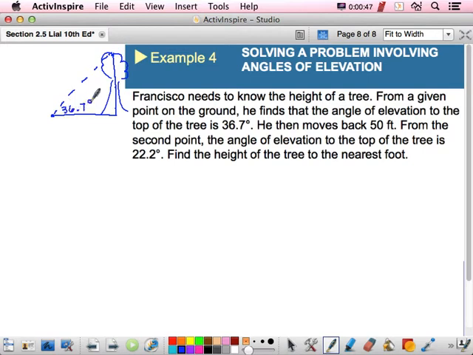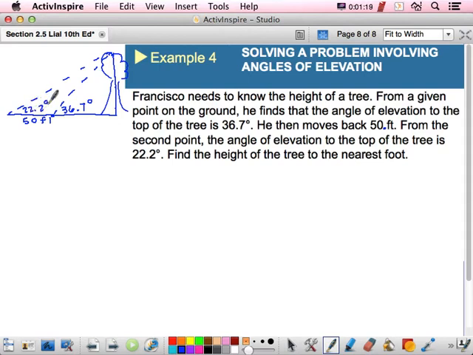Okay. Then he moves back 50 feet, and that only has one significant digit, but let's put a decimal after it just to give it 2 for the rest of this problem. He moves back 50 feet, so this amount is 50, and the new angle of elevation is 22.2, because that's what would happen if he moved back. He wouldn't have to tilt his head up as much to see the top of that tree. So we'll have a lesser angle of elevation.